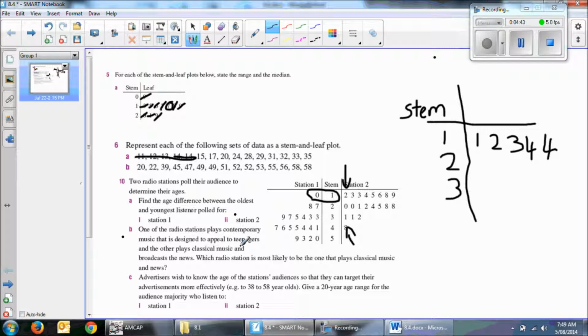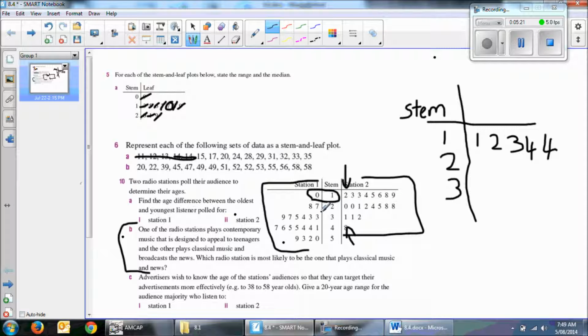One of the radio stations plays contemporary music that is designed to appeal to teenagers, and the other plays classical music and broadcasts news. Which radio station is most likely to be the one that plays classical music and news? This is where I'm going to let you take over and have a go at this question. Obviously, we have a wider range of audience in this one, and we've got a younger audience in this one that cuts off at 48. So you can make that decision which one you think would be the classical music and which one would be the older music.